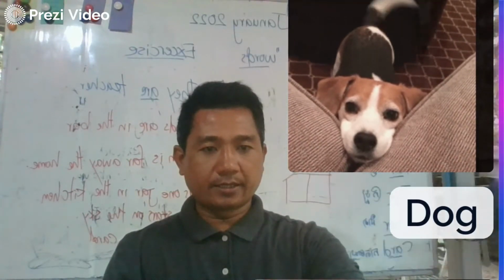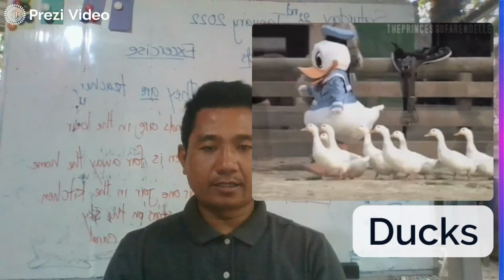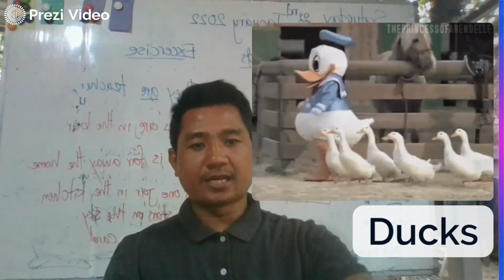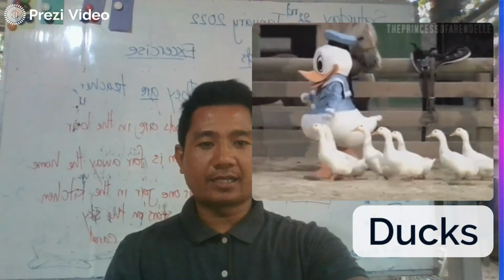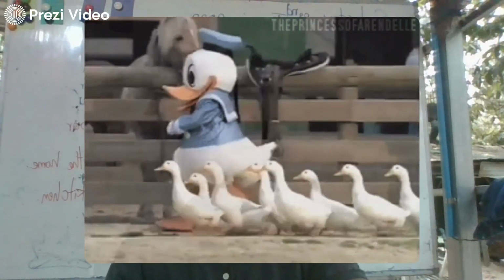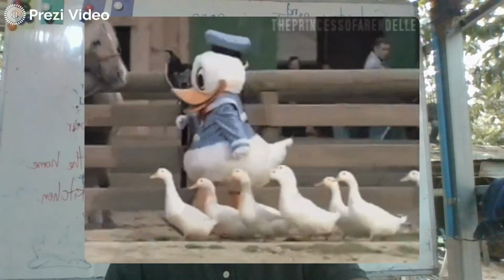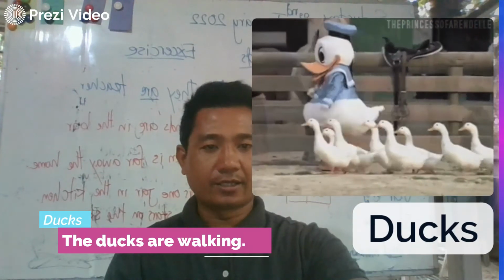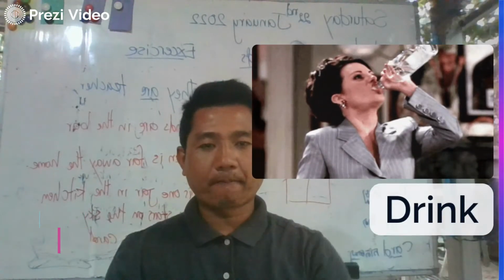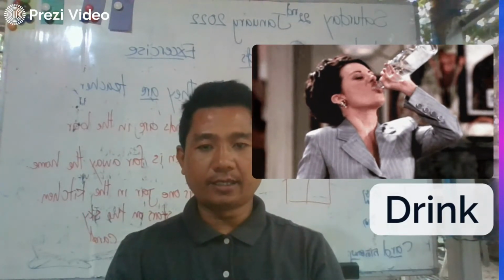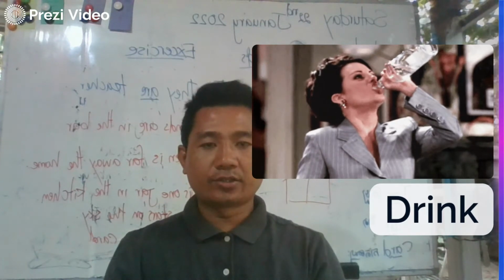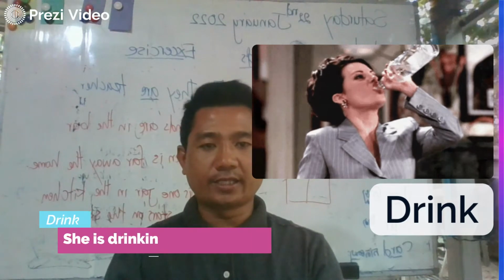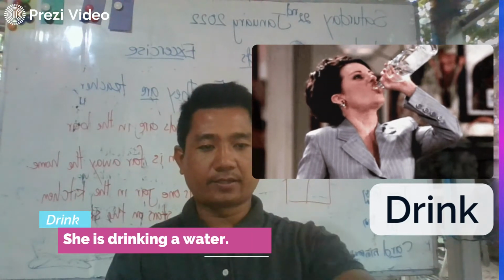Okay, next. D, the duck. The ducks are walking. And now we go to next. Drink. D, drink. She is drinking water.